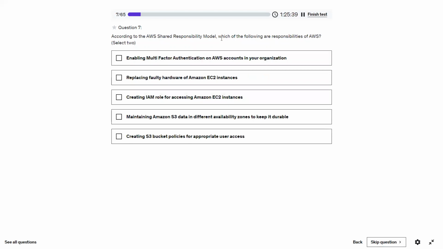According to the AWS shared responsibility model, which of the following are the responsibility of AWS? Okay, so what are the responsibilities of AWS? Enable multi-factor authentication? No.